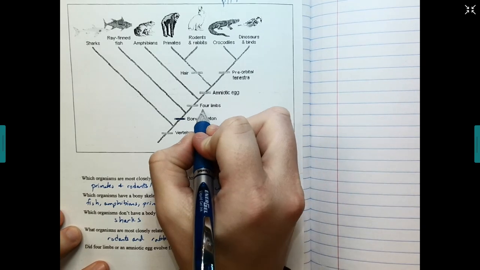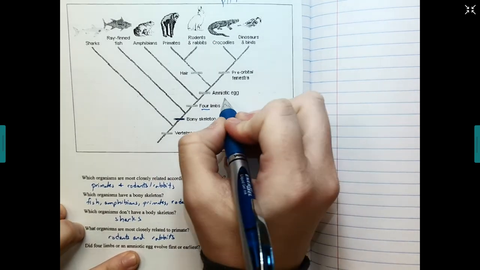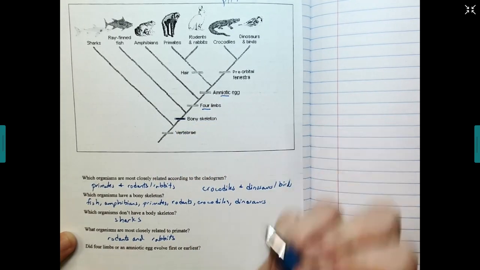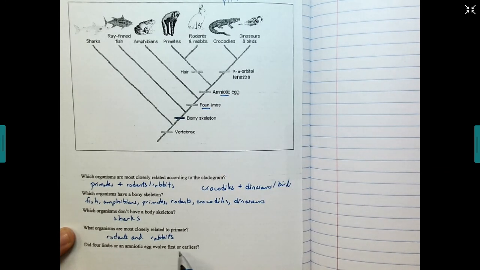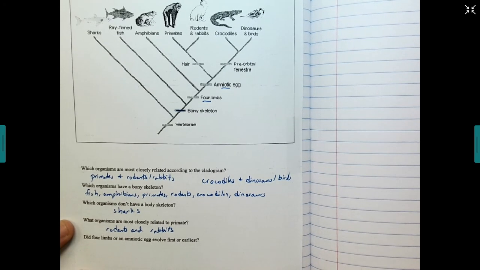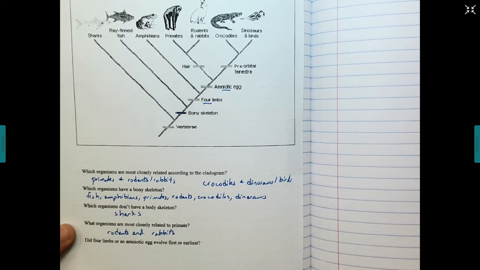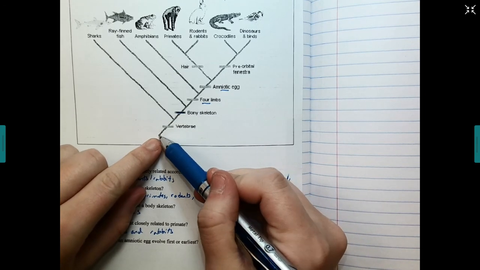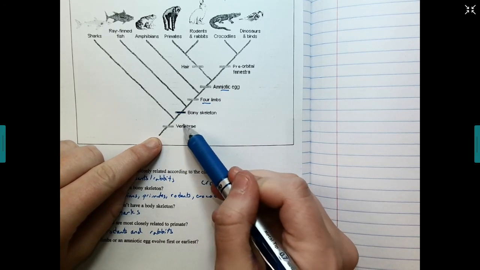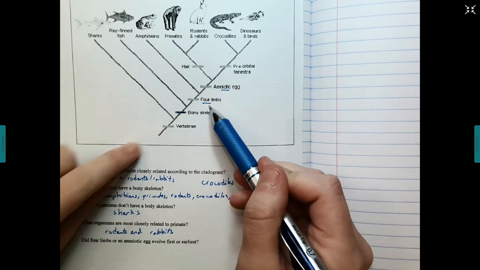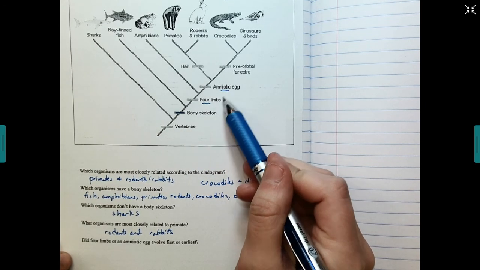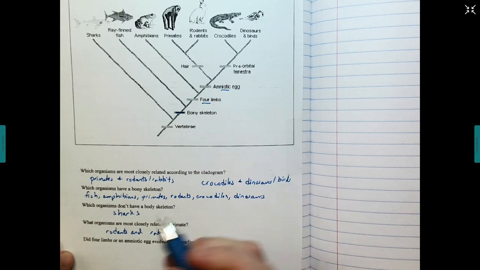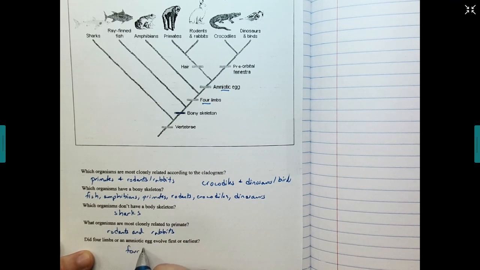And then, did forelimbs or amniotic egg evolve first or earliest? So I'm looking at forelimbs, and then I'm looking at amniotic egg. So basically, we're wanting to know which of those characteristics evolve first or evolve the earliest in the evolutionary history. So the very first thing that developed was the vertebrae. So of forelimbs and amniotic egg, the first of these two to develop is forelimbs.